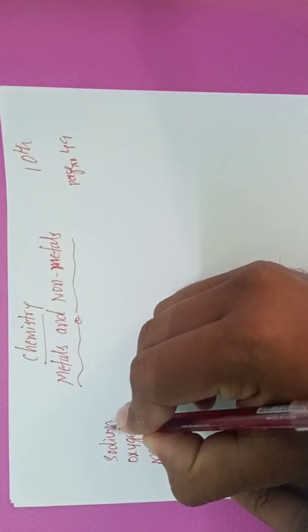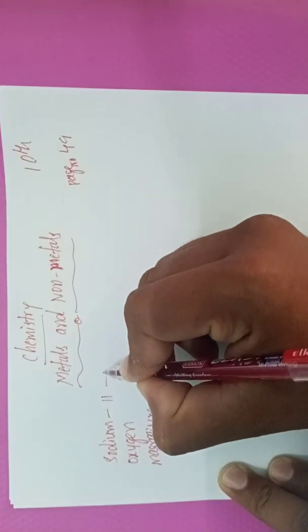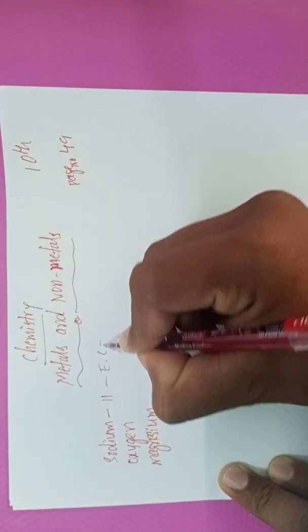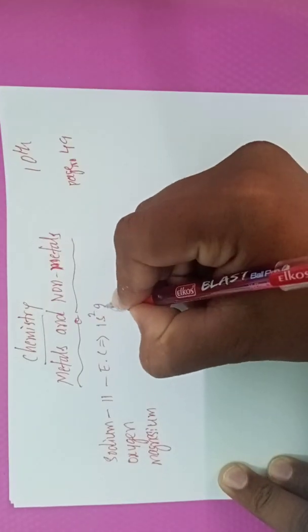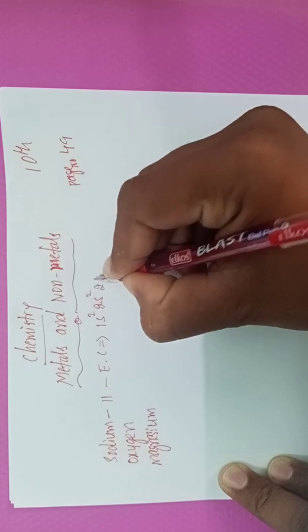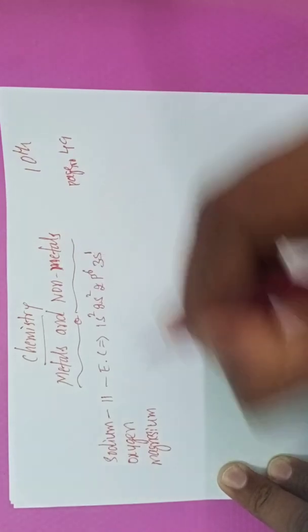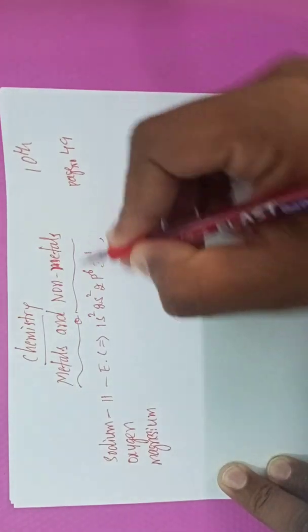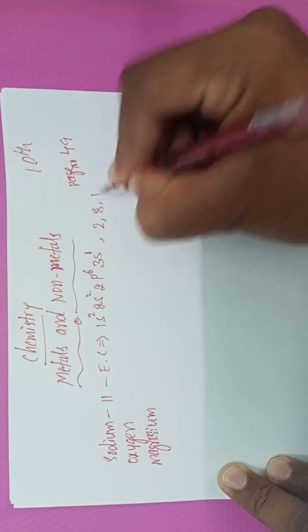So first I am going to write the electronic configurations of all these elements. Sodium atomic number is 11. The electronic configuration, EC, is 1s2, 2s2, 2p6 and 3s1. Simply we can also write it as 2, 8, 1.